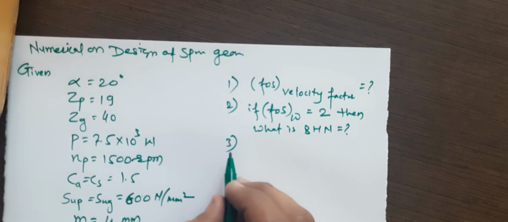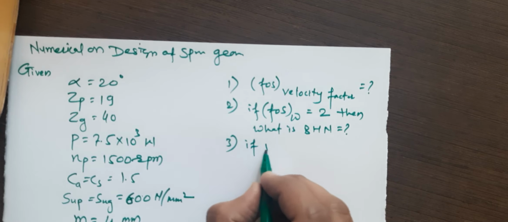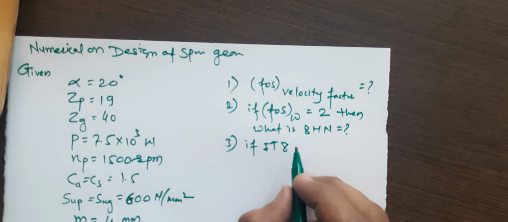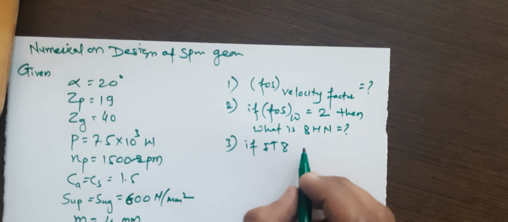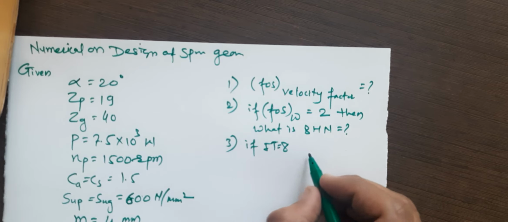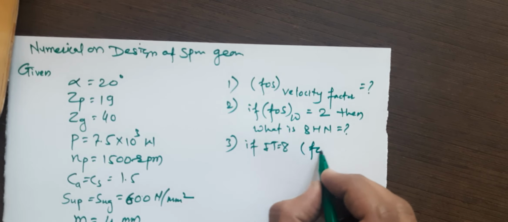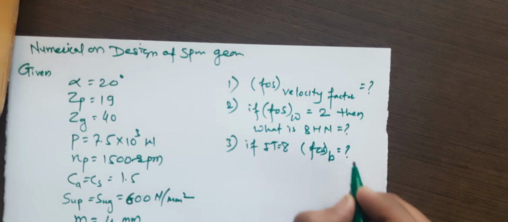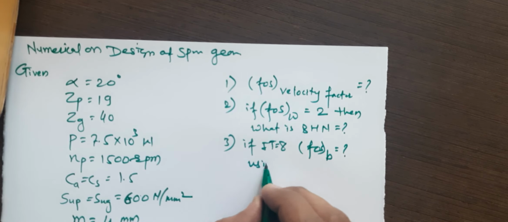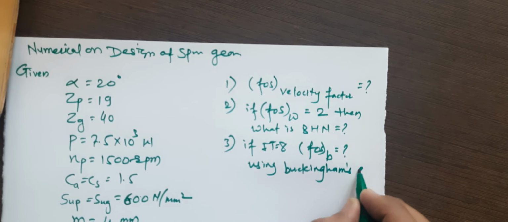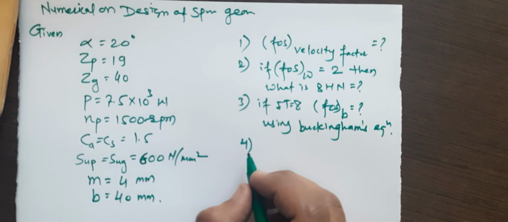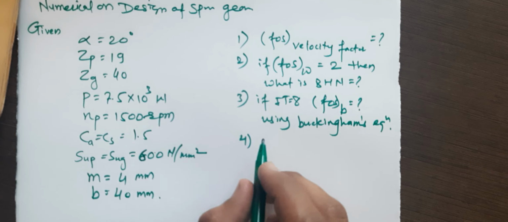Now number 3, if the gears are machined to meet the specifications of grade 8, if IT grade is 8, then determine the factor of safety for bending using Buckingham's equation for dynamic load. If IT grade is 8, then determine the factor of safety against bending using Buckingham's equation.